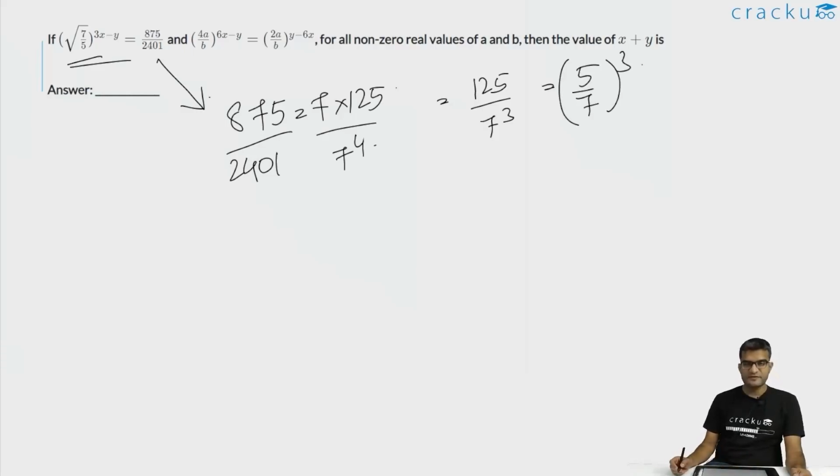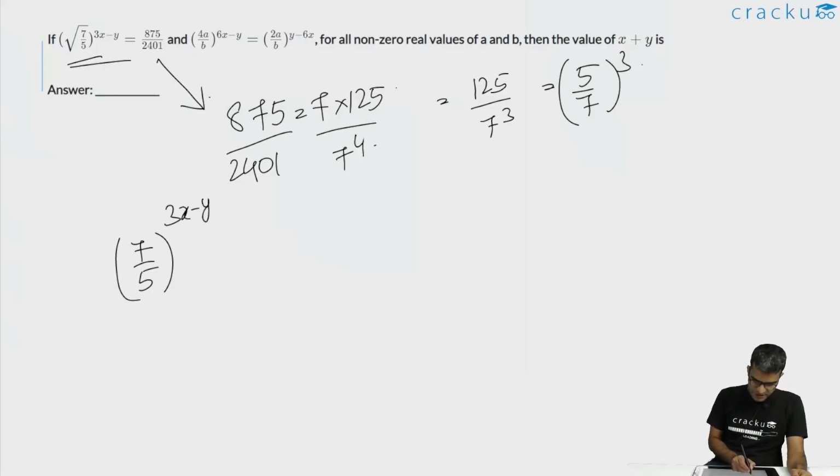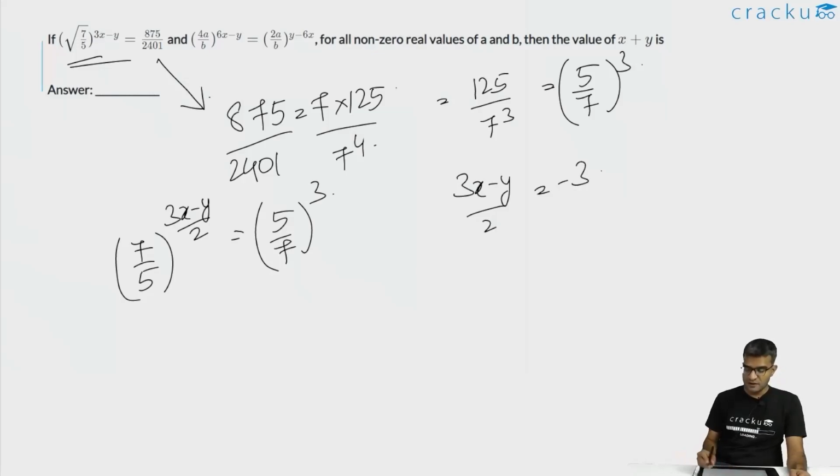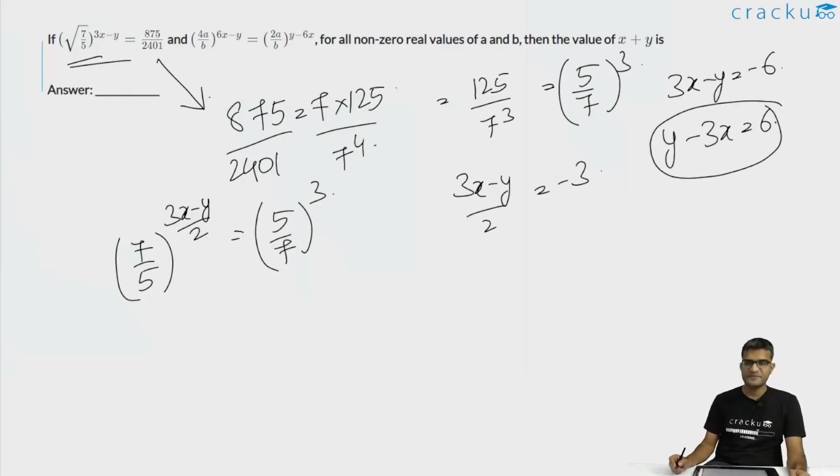Now (√(7/5))^(3x − y) can be simplified to equal (7/5)^((3x − y)/2). This is equal to (5/7)³, or (3x − y)/2 is equal to −3, or the value of 3x − y is equal to −6, or the value of y − 3x is equal to 6. This is one equation between x and y.